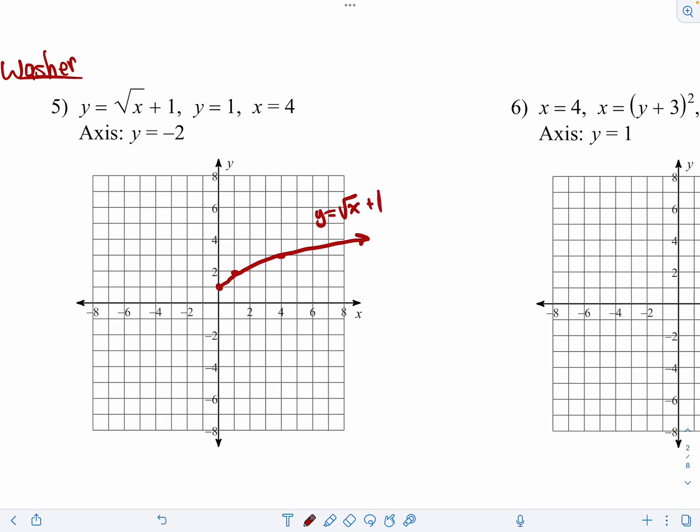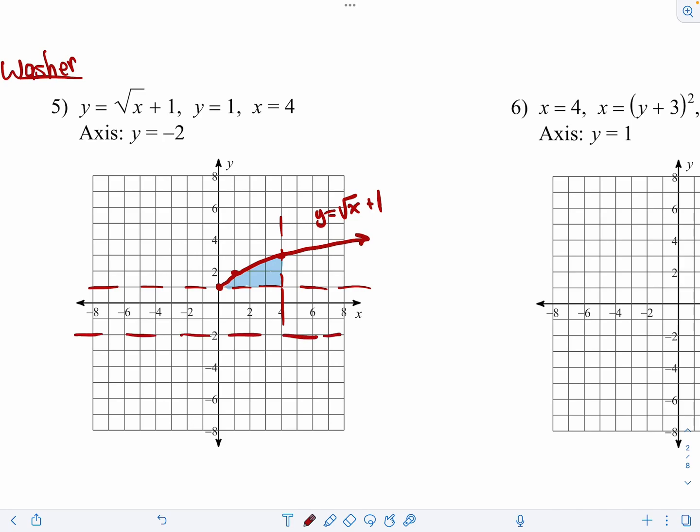The second border is y equals 1. That's that flat horizontal line there. And then x equals 4 creates a region. Here it is, shaded for your edification. We revolve it around y equals -2.